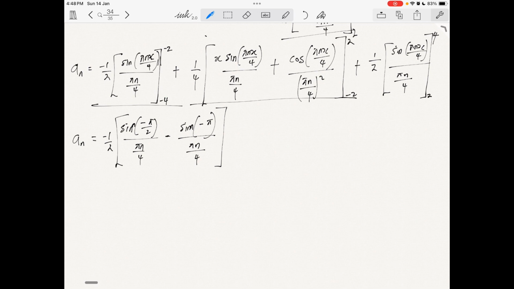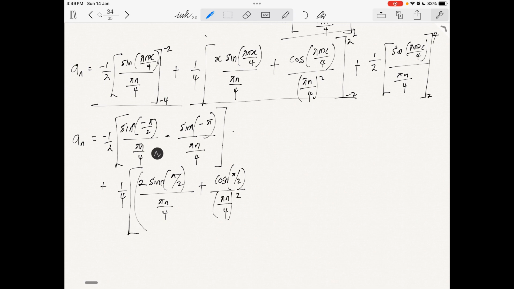So we have it to be plus 1 over 4, upper limit of 2. So wherever we see x, we put 2, it'll give us 2 sine πn2 over 4, and this can be written as sine nπ over 2 divided by πn over 4 plus cos nπ over 2 by πn over 4 squared, minus the lower limit of minus 2.